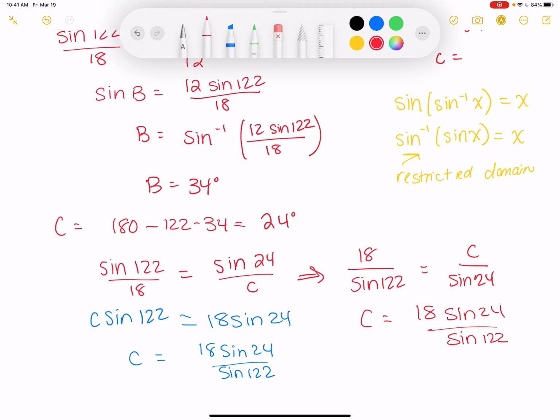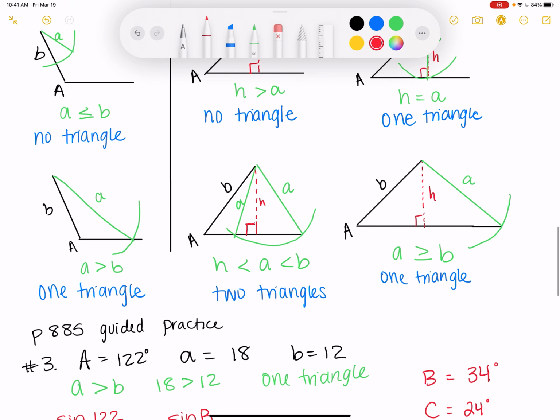What if it's obtuse and you have no triangle? What do you do? You write no triangle. And you write the reason, which would be that H is greater than A.